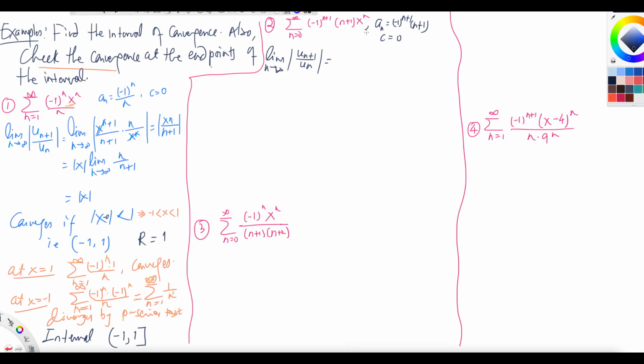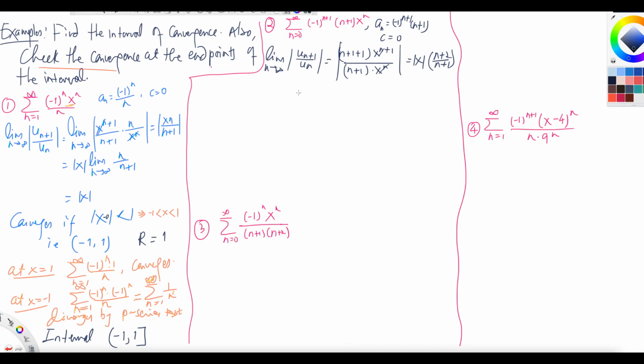The absolute value will get rid of that negative 1 to the n, so you get n plus 1 plus 1, because for u_(n+1) you replace n by n plus 1, times x to the n plus 1, absolute value, divided by u_n, which is n plus 1 times x to the n. If you cancel x to the n, what you get is mod x times n plus 2 over n plus 1. I'm taking the absolute value of x outside, because we don't know the sign of x, but n are positive.